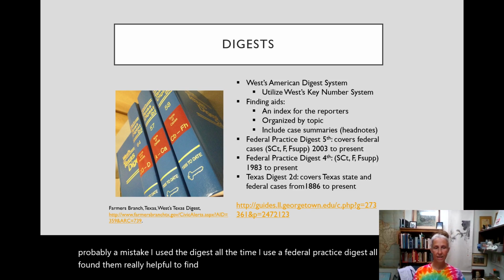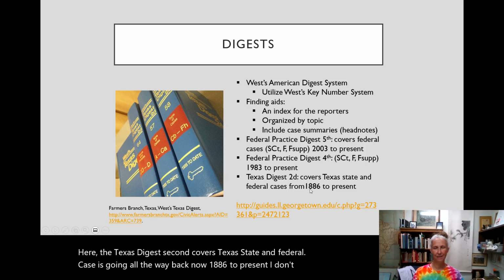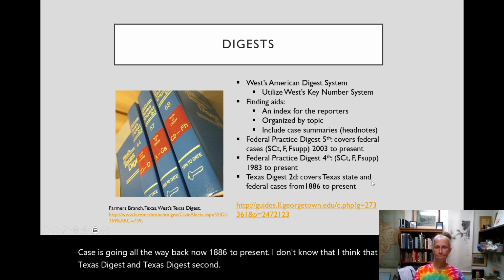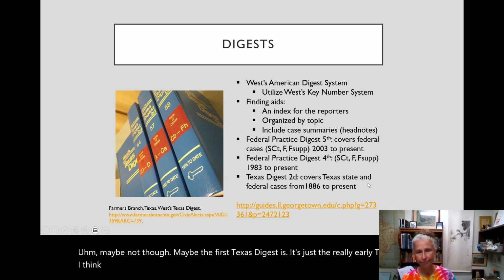You see here the Texas Digest 2nd covers Texas state and federal cases going all the way back. Now, 1886 to present. I don't know that. I think that may be Texas Digest and Texas Digest 2nd. Maybe not though. Maybe the first Texas Digest is just the really early Texas stuff. Yeah, I think that's correct.